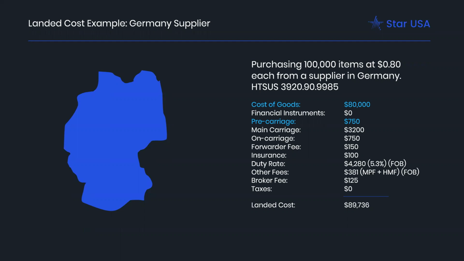So despite a higher cost of goods from Canada, the landed cost is lower by about $5,000. We had about $84,000 from Canada and about $89,000 here from Germany. And this is where the contrast between the purchase price and the actual landed cost starts to come into play. Obviously, these are pretty rudimentary examples, but hopefully that paints the picture there.